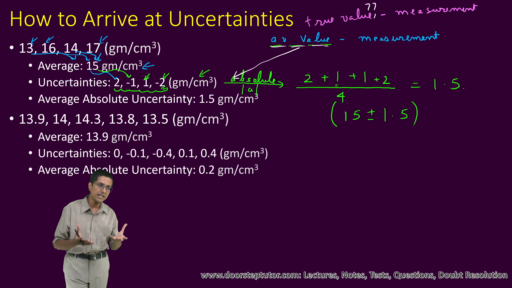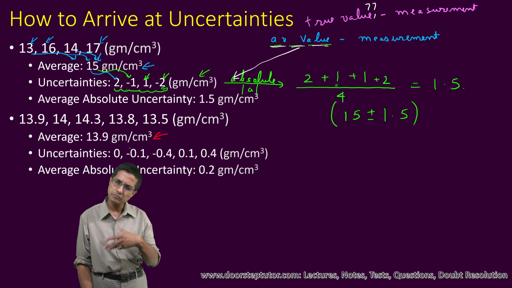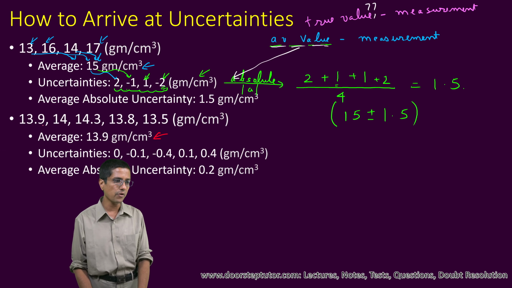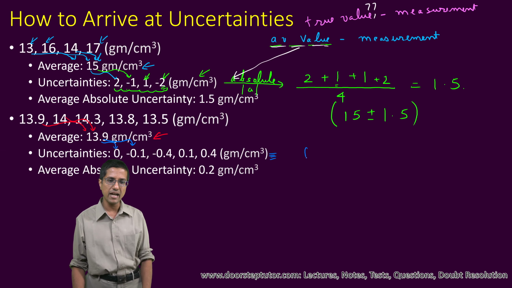Similarly, Edison would have done the same process. He would have first computed the average, which would come out to be 13.9. Then he would have computed the uncertainties, for which he would have subtracted each of these values from this average. And when he did the subtraction, these are the results that he would have gotten. Of course, as we did last time, to calculate the average of these errors, I would discard their sign and use only their absolute values. And this is how my average would come out to be.